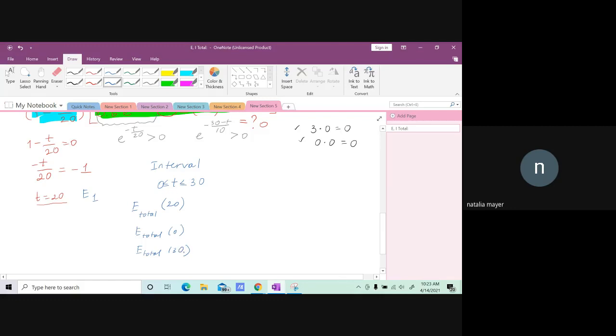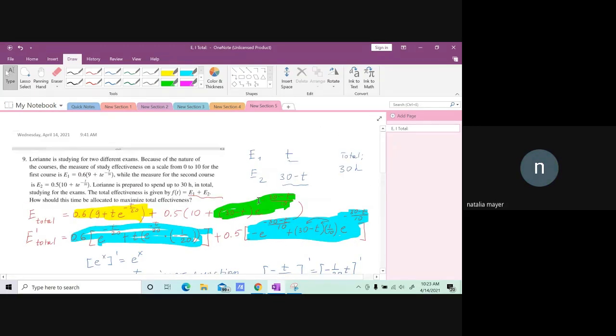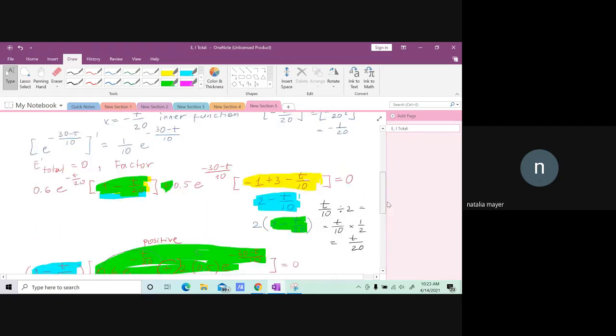Who would like to do 0 quickly? We are subbing in the original function here. So Mina is subbing in 0, Noor 20, Abdurrahman 30. Guys, quickly, tell me the outputs. Is it clear what you're doing now?